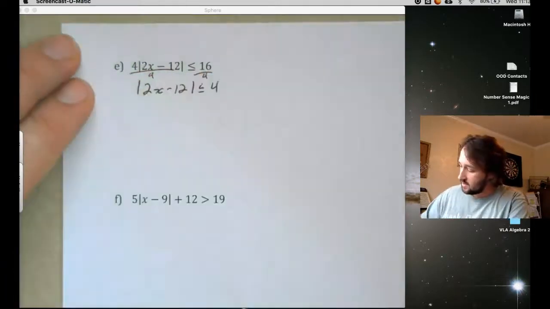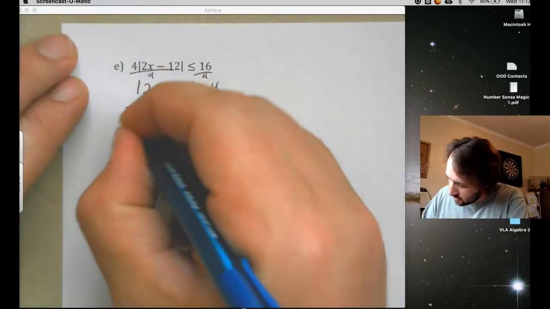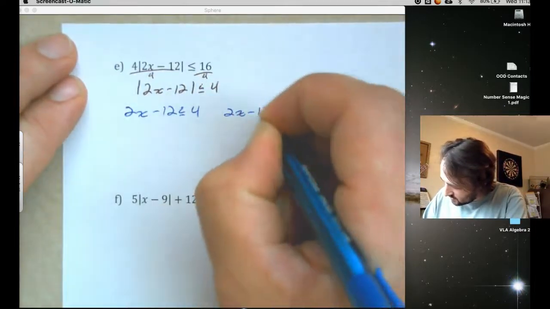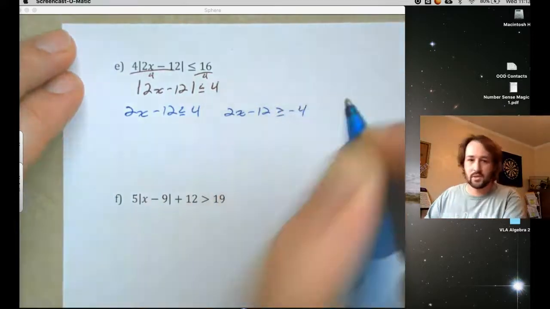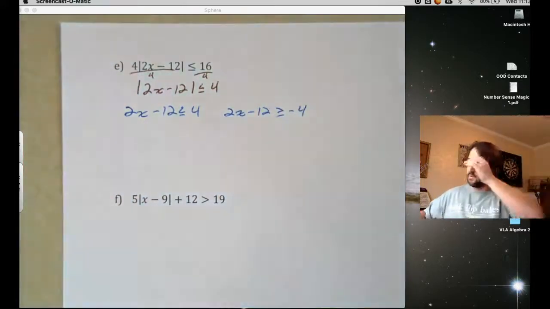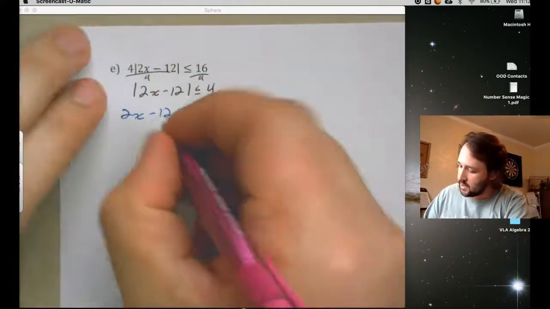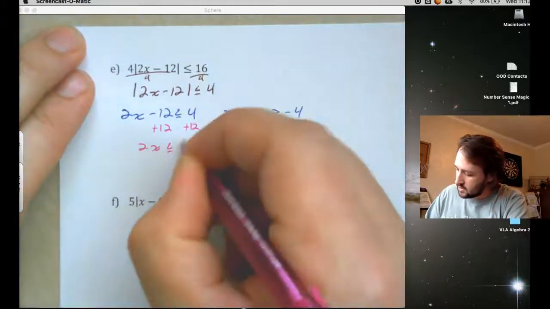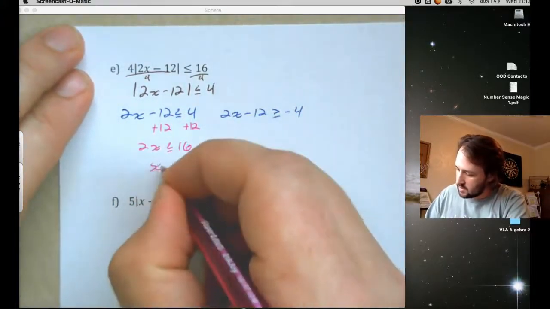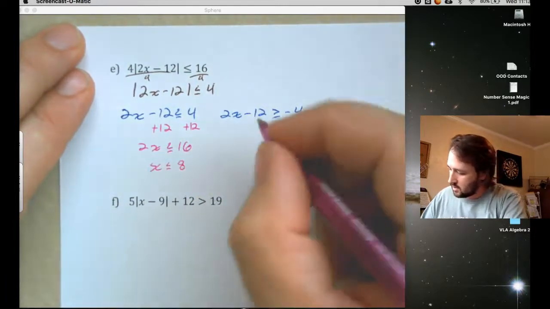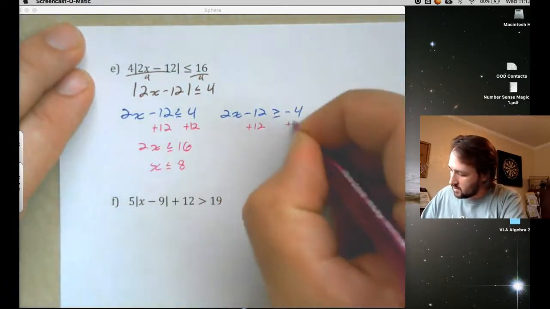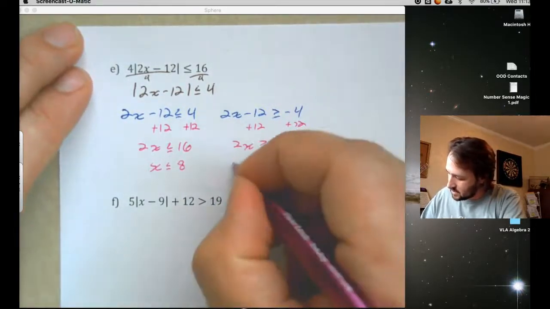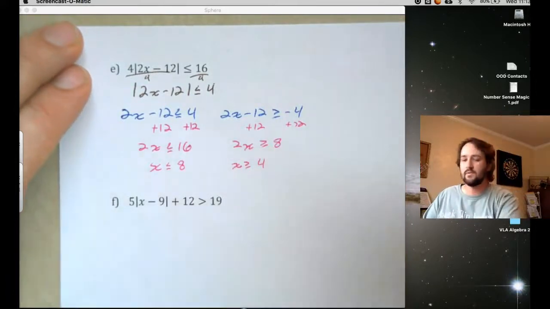So I can say, let me do it in blue. I like blue. 2x minus 12 greater than or equal to negative 4. Make sure you change both signs on those. All right, so now I'll solve both of those for x. So I'll need to add 12, plus 12, plus 12. 2x less than or equal to 16. Divide by 2. X is less than or equal to 8. Plus 12, plus 12. 2x greater than or equal to 8. So x greater than or equal to 4 when you divide by the 2.